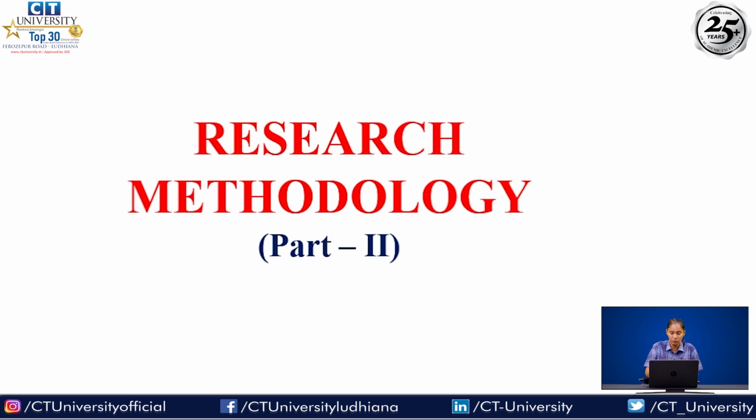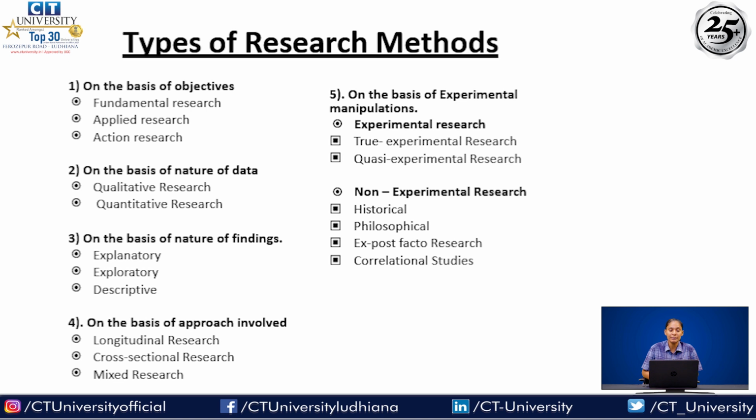Second unit is research methodology. Types of research methods. First is on the basis of objectives, such as fundamental research, applied research, action research. Second is on the basis of nature of data: qualitative research, quantitative research. Third is on the basis of nature of findings: explanatory, exploratory and descriptive. Fourth is on the basis of approach involved: longitudinal research, cross-sectional research, mixed research. Fifth is on the basis of experimental manipulations: experimental research, true experimental research, quasi-experimental research. Next is non-experimental research: historical, philosophical, ex post facto research, correlation studies.